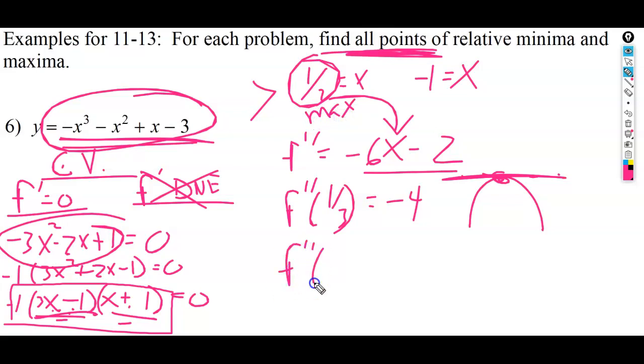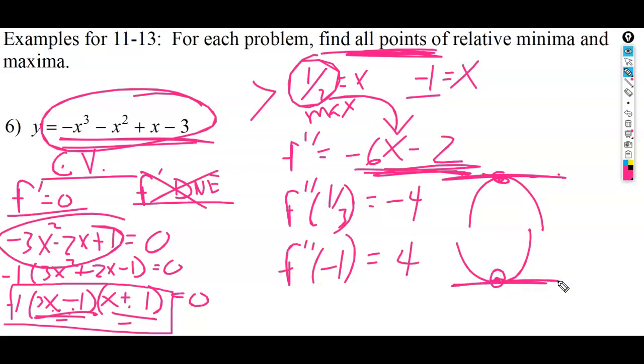And if you plug your other critical value, negative 1, into your second derivative, you're going to get 6 take away 2, which is a positive 4. Since it's positive, my graph is concave up, and since the slope is 0 at that point, that would mean that this one's a relative min. So there's two ways you could do it.